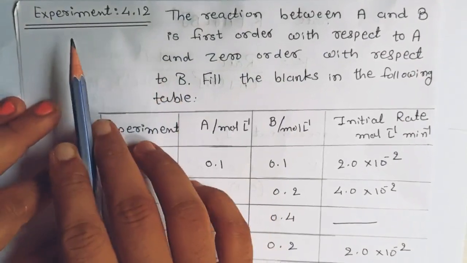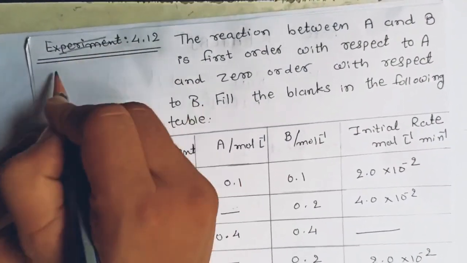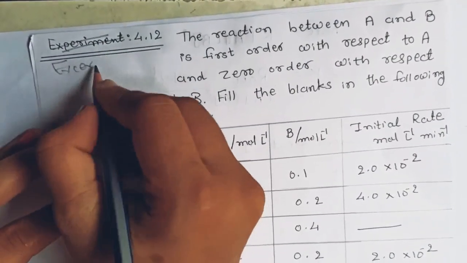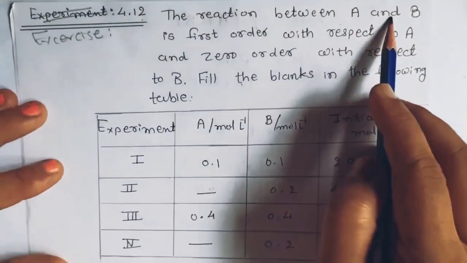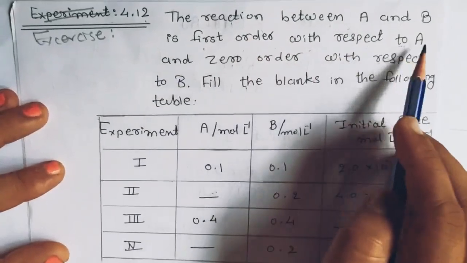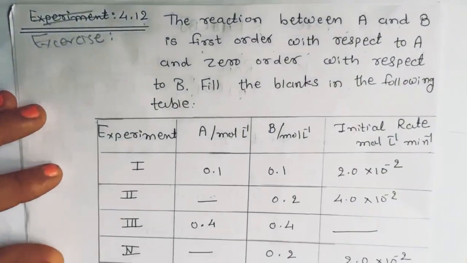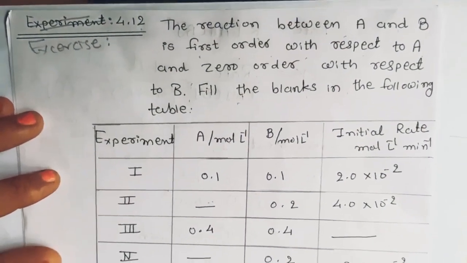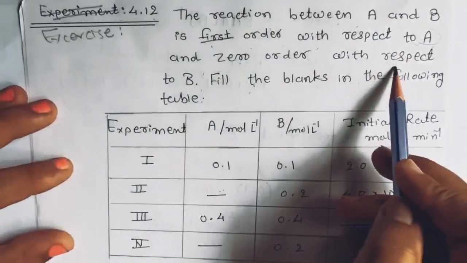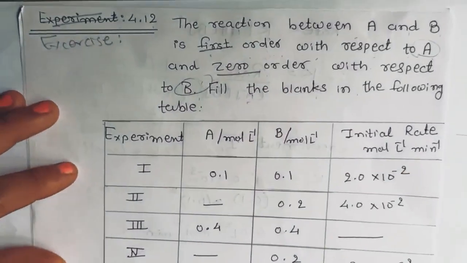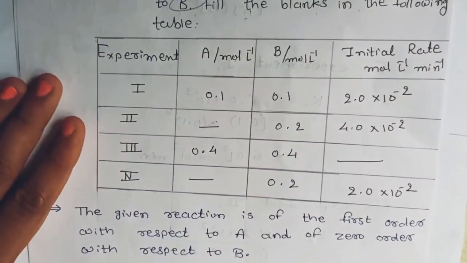Now our today's last question is exercise 4.12. The reaction between A and B is first order with respect to A and zero order with respect to B. Fill the blanks in the following table, right? It has been told to us that for this reaction using reactants A and B, the order of reaction for A is first and the order of reaction for B is 0, right? And we have to complete the blanks which are given in the table, right?